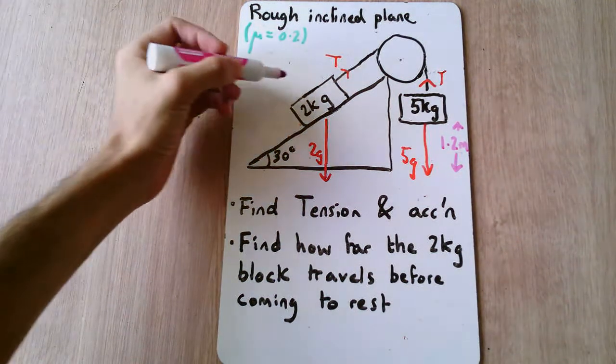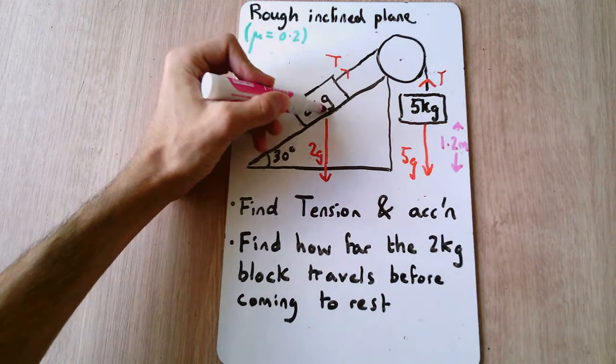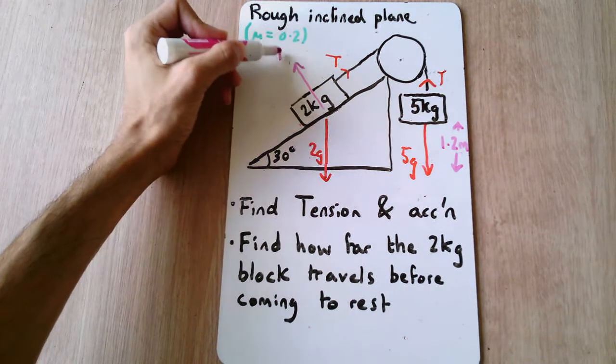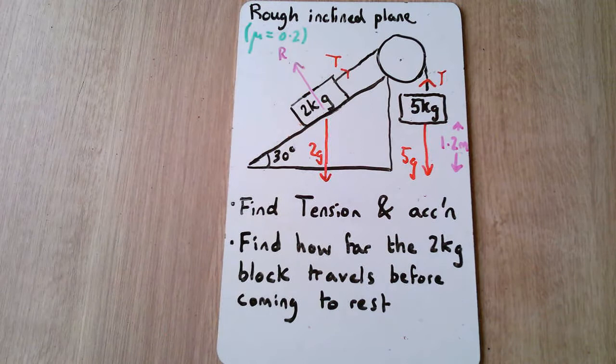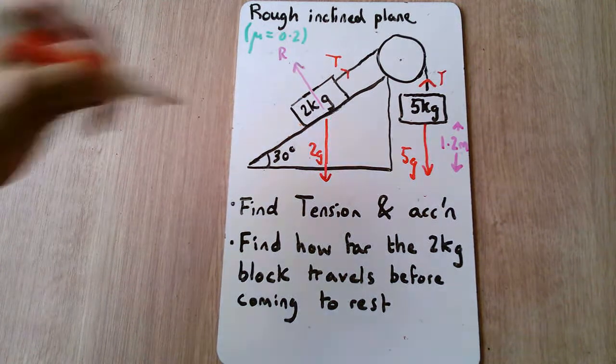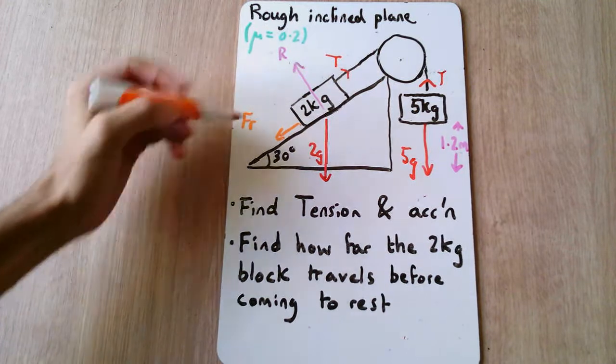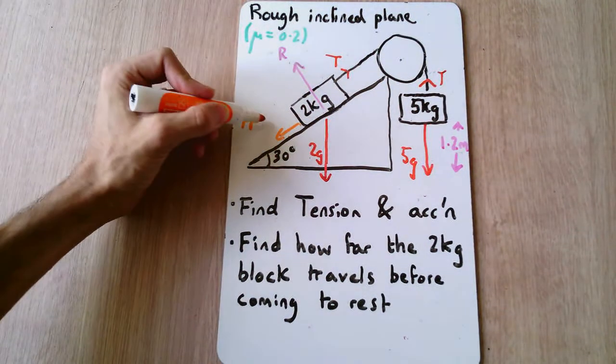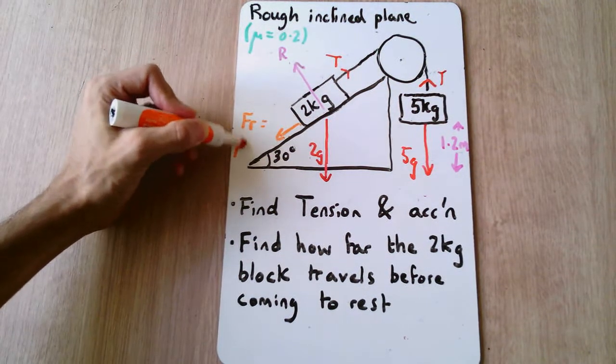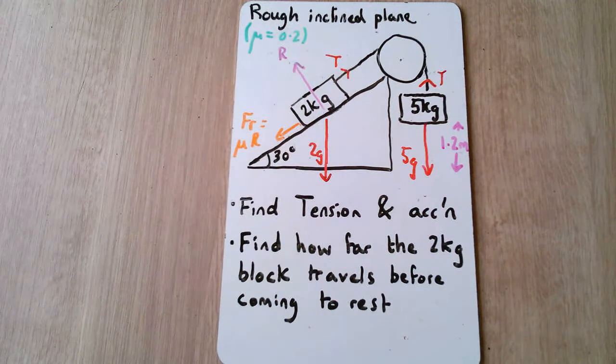But the 2 kg block also has its reaction force coming out of the slope perpendicular to it. And because it's a rough surface, there is also friction involved. So we do need to have our value of friction coming down the slope over here. And because this system is going to be moving, friction is at its maximum value of mu R.